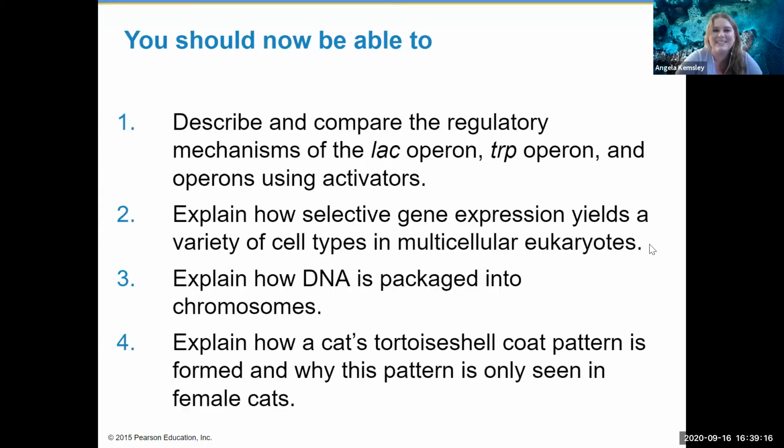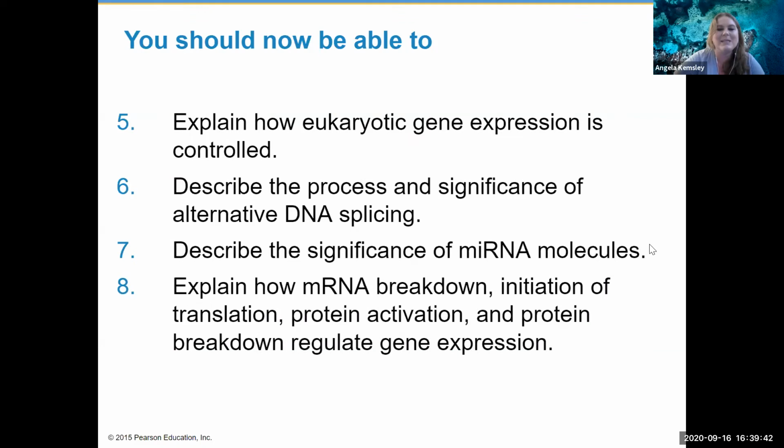All right, so you should now be able to describe and compare the regulatory mechanisms of the lac operon, the trp operon, and operons using activators. Explain how selective gene expression yields a variety of cell types in multicellular eukaryotes. Explain how DNA is packaged into chromosomes. Explain tortoiseshell cats. How do we get tortoiseshell cats? Explain how eukaryotic gene expression is controlled.